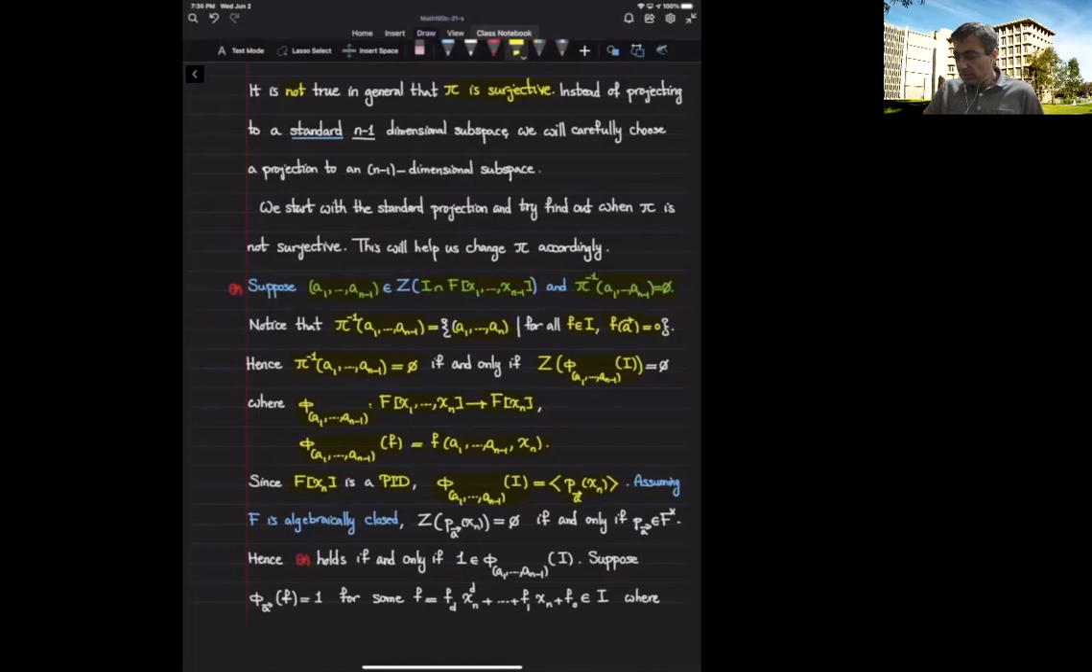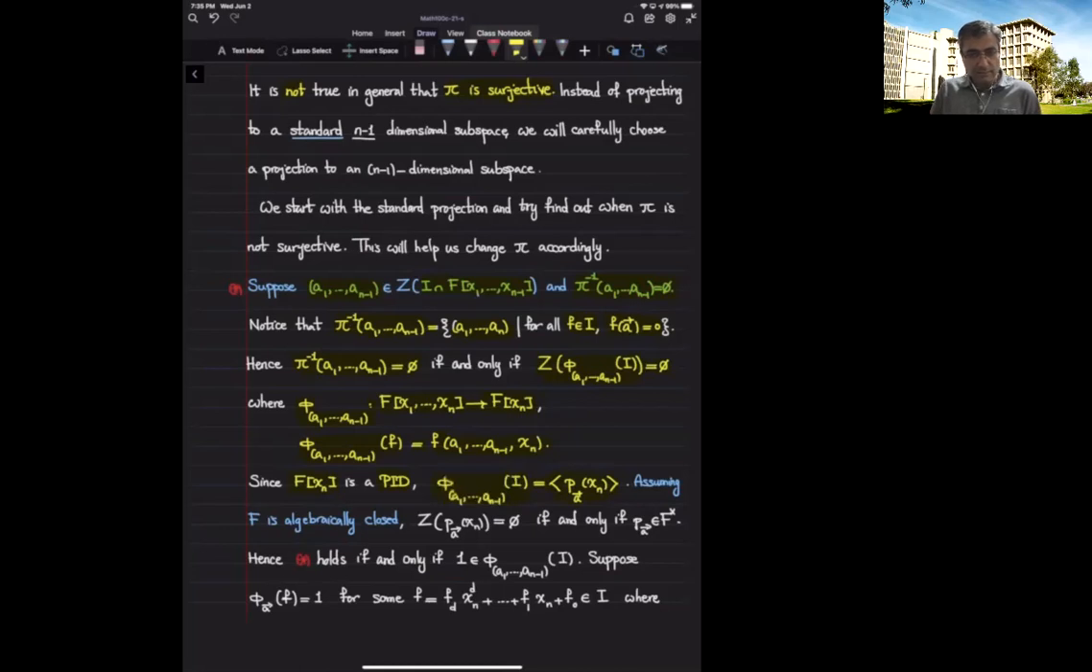So if I tell you that this ideal does not have a common zero inside this algebraically closed field F, that means this generator cannot be a non-constant polynomial. At the same time, if it's the zero polynomial, we are done. So this polynomial should be a non-constant, non-zero polynomial. That means a unit. That means this ideal is the entire ring of polynomials F bracket x sub n. That means 1 belongs to this ideal.